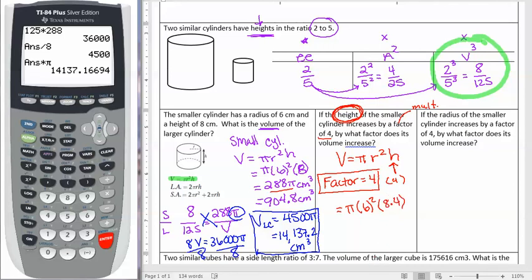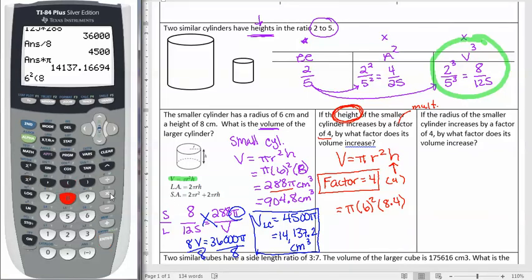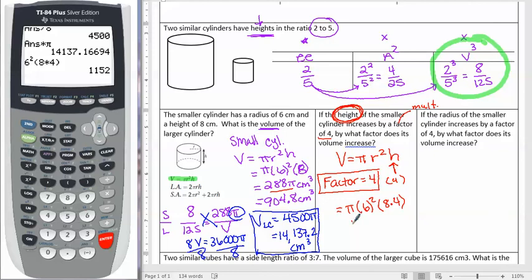So if I put that in my calculator, once again, I'm probably not going to put the pi in, but 6 squared times 8 times 4, I get 1,152. Now, how does it compare? How does it increase? I'm going to take that 1,152 and I'm going to divide by 288. Don't forget I have pi, but the pi's are going to cancel because it's pi over pi.